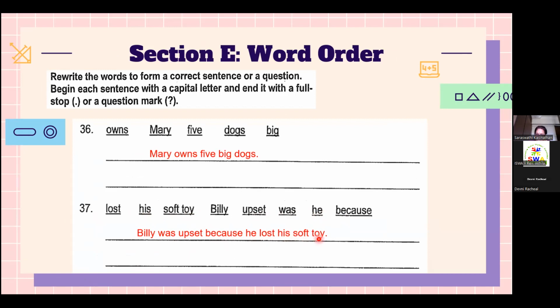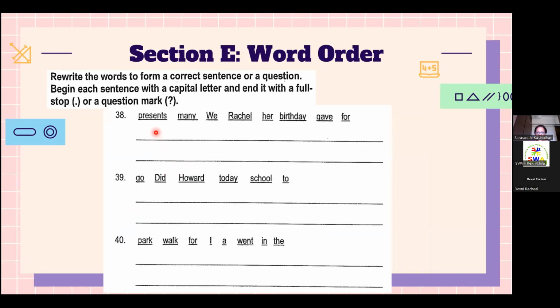Well done. Good job. So I just hope that you have learned the new strategy. You write the numbers on top and you cancel the words as you rewrite. Okay? Next. Tell me your name. Who would like to try? Yeah, and your name, please? Yeah, please. We gave Rachel many presents for her birthday.